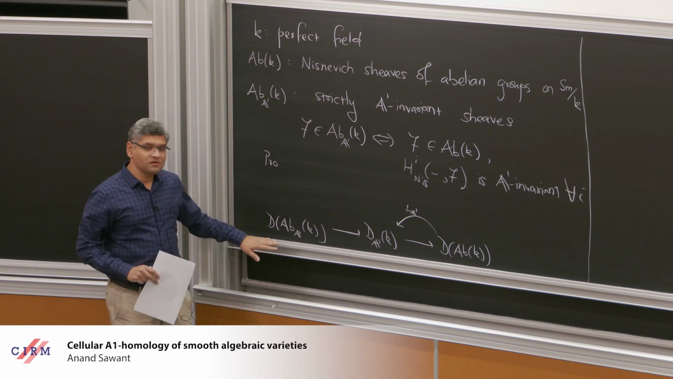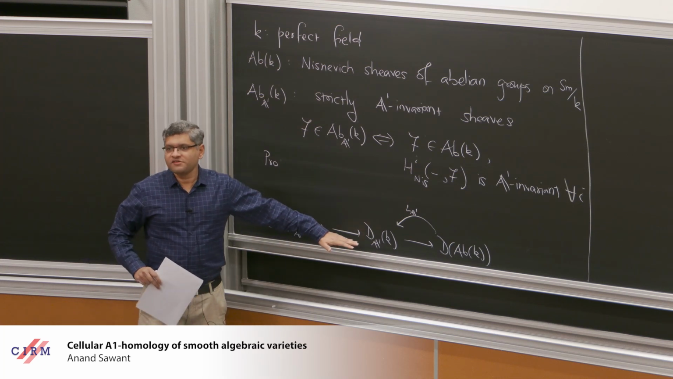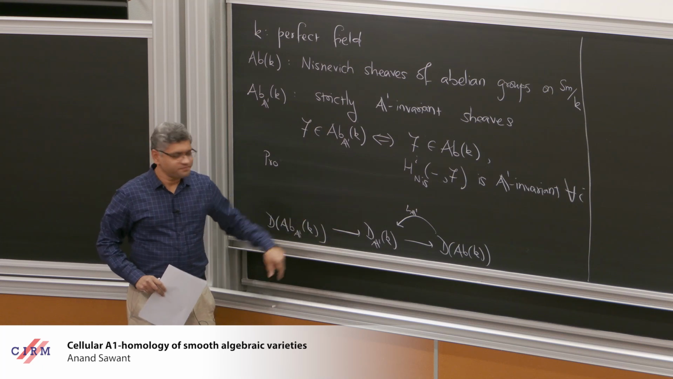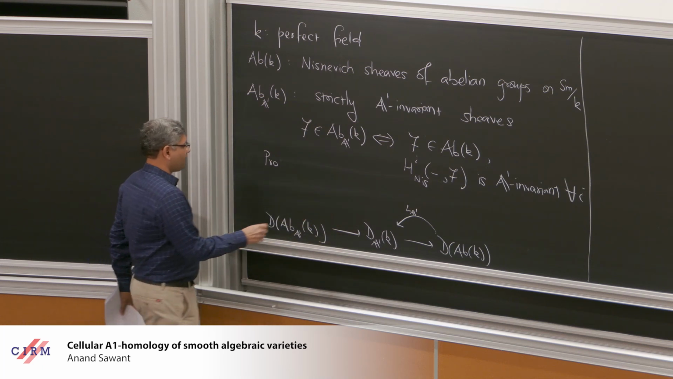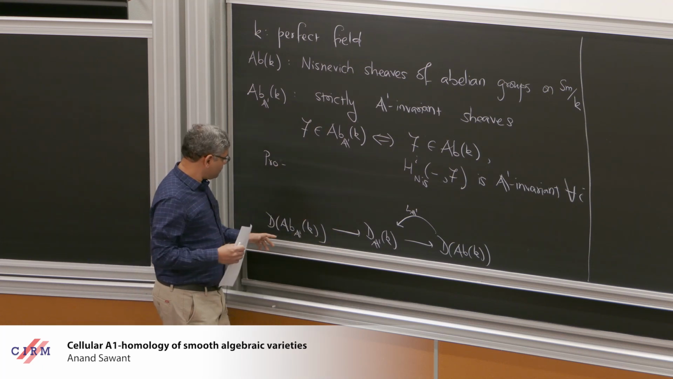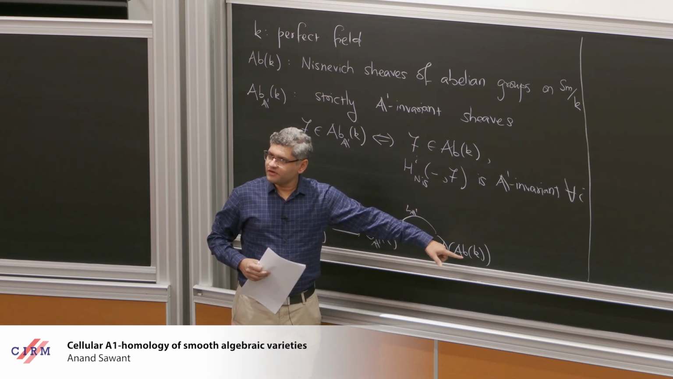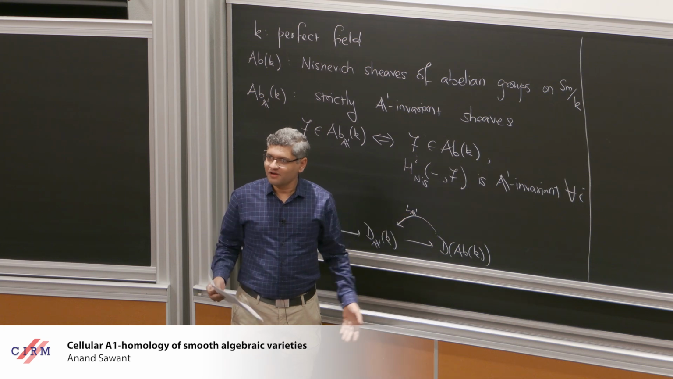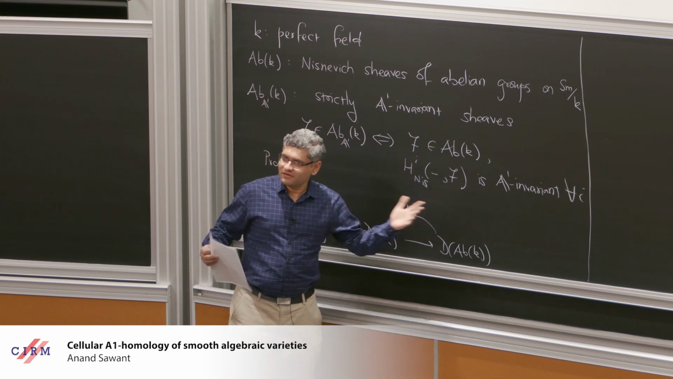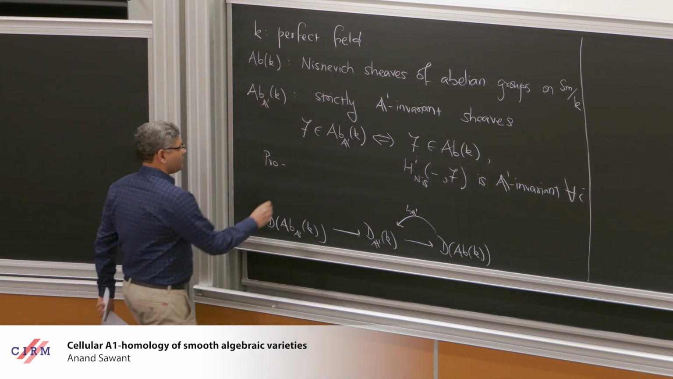It's not an inclusion. It's just a functor. And it's not even clear if this whole map is an inclusion. I mean, strictly A1 invariant sheaves are a subcategory, but on the derived level, it's not.